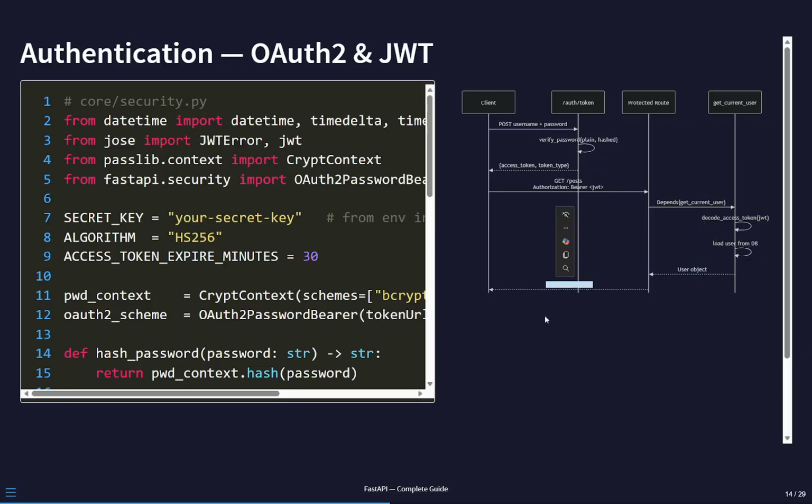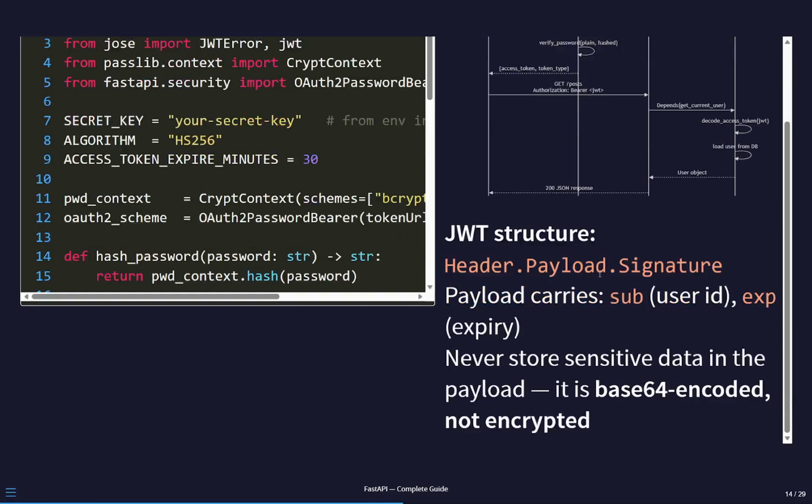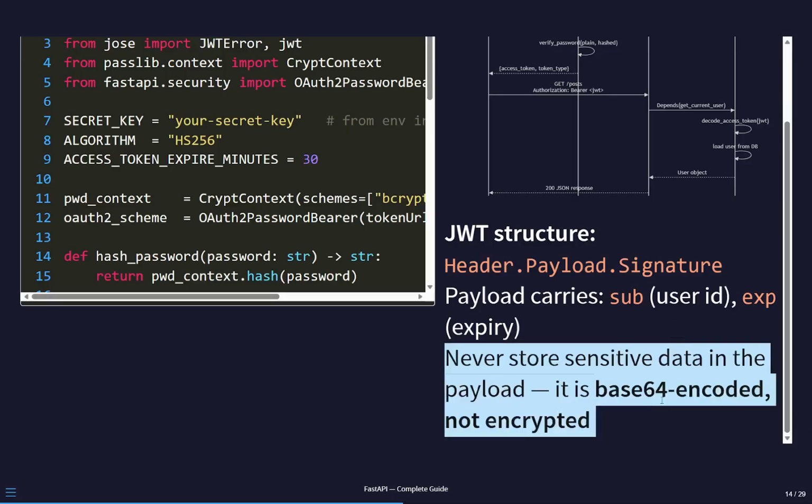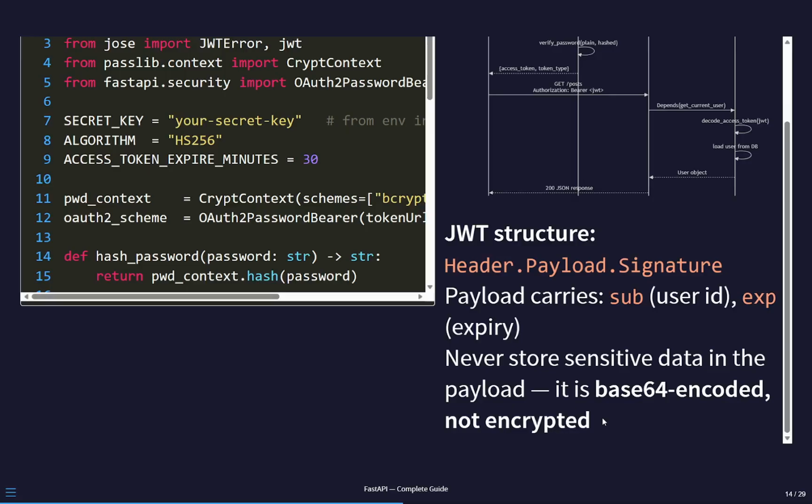Click. The JWT structure. A JWT is three Base64URL-encoded sections separated by dots: header, payload, signature. The payload carries the subject, your user ID, and exp, the expiry timestamp. The critical point: Base64 encoding is reversible. Anyone can decode the payload and read it. Never put sensitive data, passwords, credit card numbers, secrets, in the JWT payload. Sign it, yes. Encrypt it, no, unless you specifically use JWE.